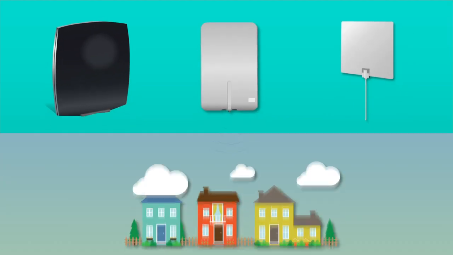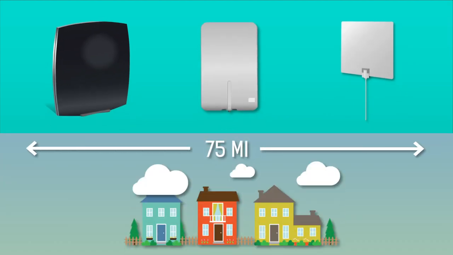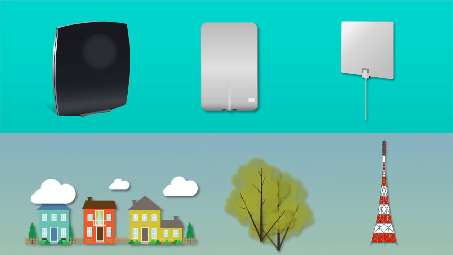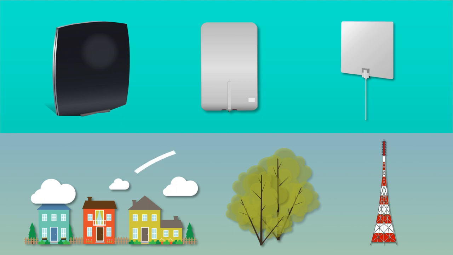These are going to be capable of pulling in less powerful signals and generally show a range of up to about 75 miles. These types of antennas are better for people who live out in the suburbs and more rural areas, or may have more interference between their home and the closest broadcast towers.